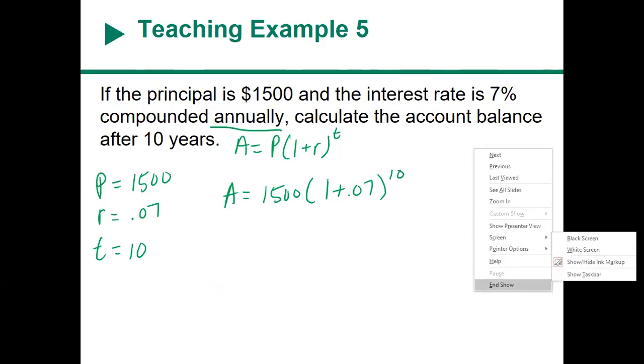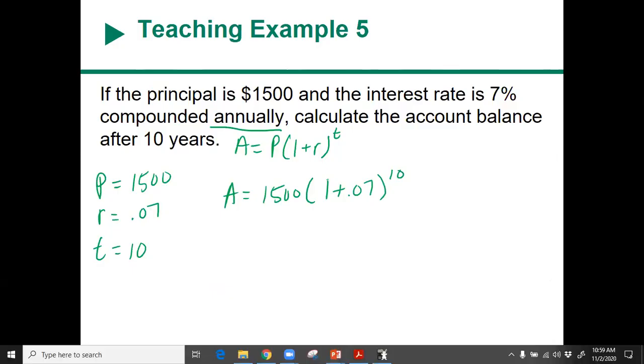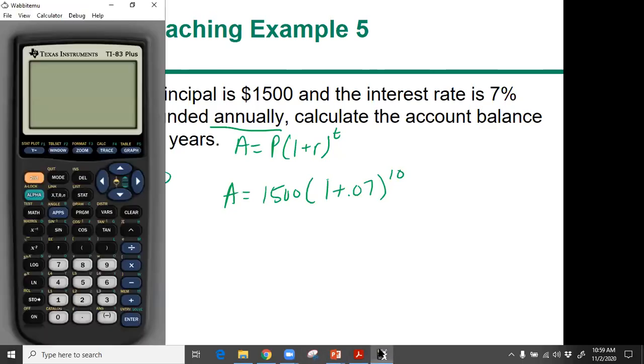The what? Because it says annually, our N is 1. And that's why we don't have to use it. I mean, you can write it. It's not going to affect anything, but it's a 1.